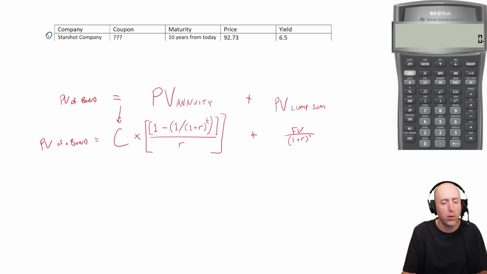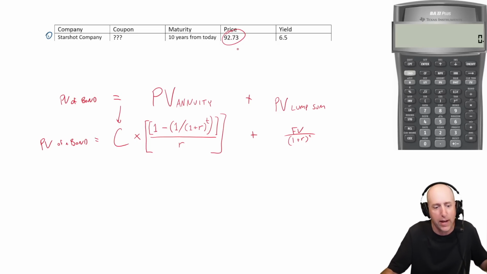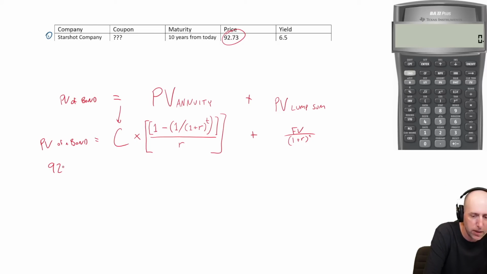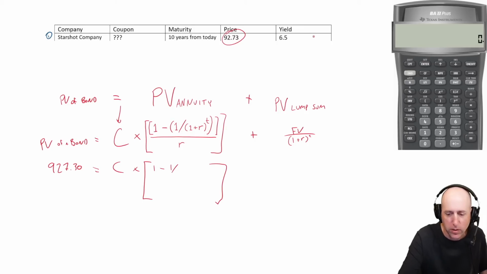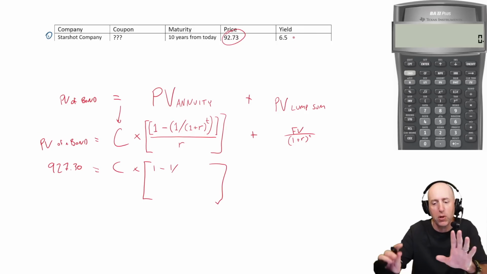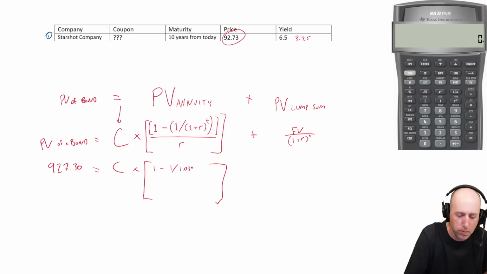So that's what we're solving for. We should have every other component of this, and we do. We have the present value of the bond. The bond price is 92.73% of $1,000. So the PV of the bond is 927.30. The C is what we're solving for. We'll multiply that by 1 minus 1 over 1 plus R. So it's 1 plus our yield. But remember, our yield is given annually. We need it divided by 2. So it's 3.25%. So it's 1.0325 to the power of T, the number of periods, which is 20 semi-annual periods, to the power of 20.